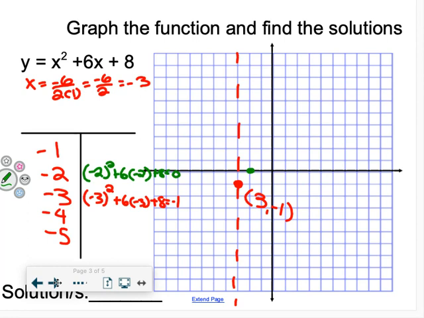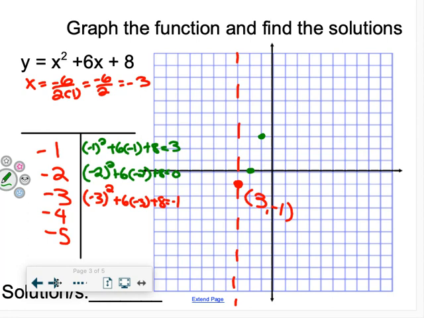And now we're going to plug in negative 1. Negative 1 squared plus 6 times negative 1 plus 8. Negative 1 squared is 1. 6 times negative 1 is negative 6. Plus 8. So really we have 9 minus 6, which would give us 3. So this is saying at negative 1, we should be at 3.